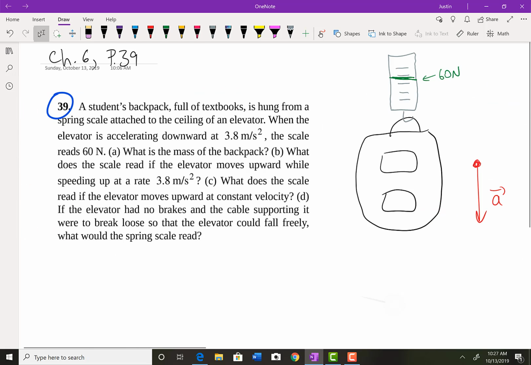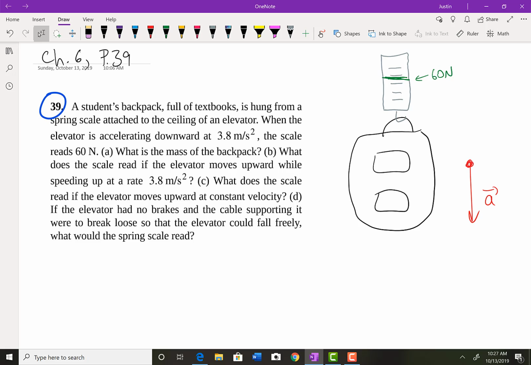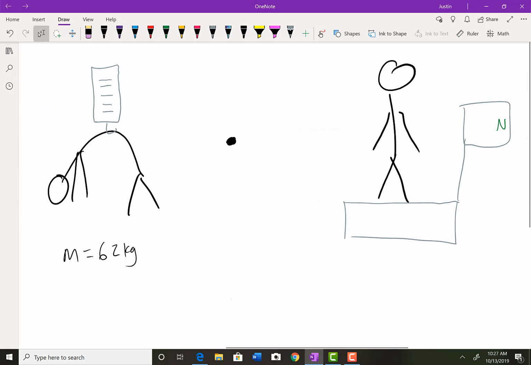Hi everyone, I'm going to do problem 39 right here. We'll see if I can do the other problem as well. I'm going to try and see if I can do it. But first I want to try this little pre-problem I have here.